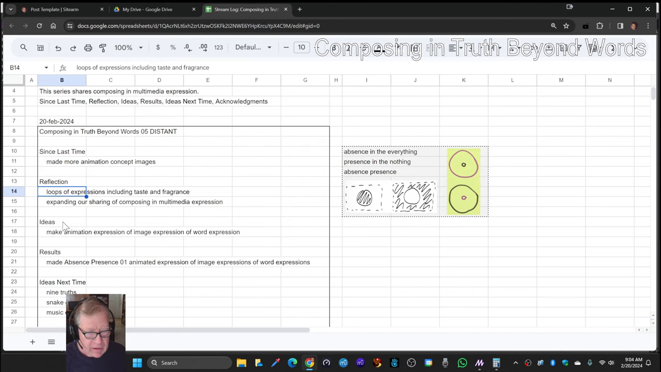Our reflection is that these expressions that we're doing beyond words include image, and we want to do taste and fragrance coming down. We want to expand our sharing of composing and multimedia expressions. So we have some thoughts on that.